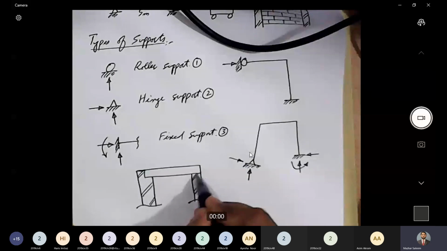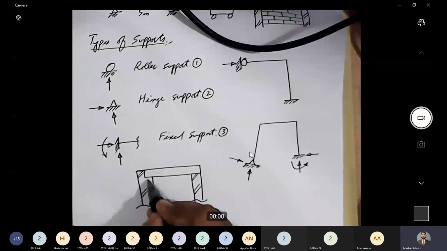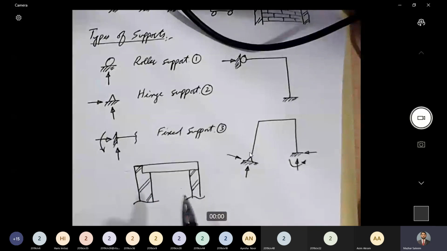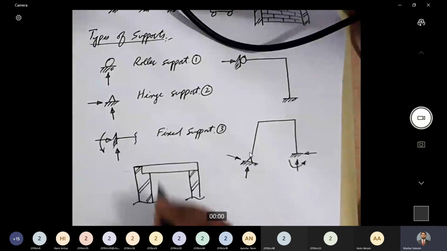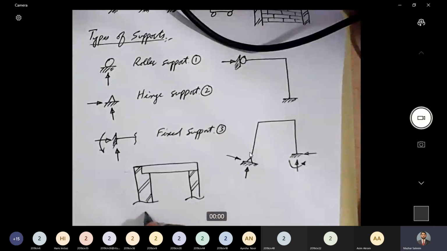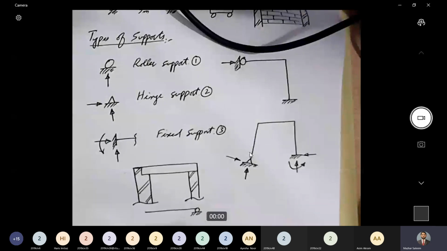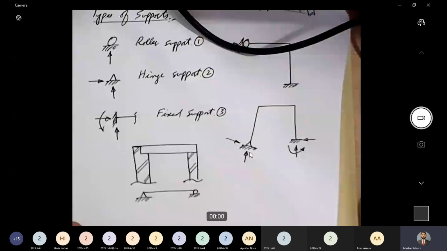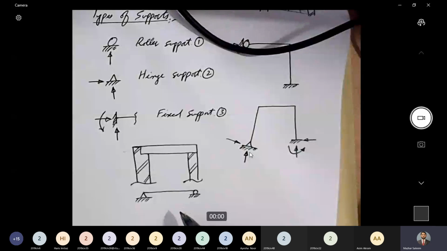So this is a supporting surface, and the support can provide reaction only against the supporting surface. In this case, we can have a reaction in this direction as well as in this direction, vertical reaction as well as horizontal reaction. So if I want to draw a free body diagram of this structure, the free body diagram would be somewhat like this. This support is a roller support, and this support is a hinge support. Okay, so this is how we provide these types of supports in real structures.